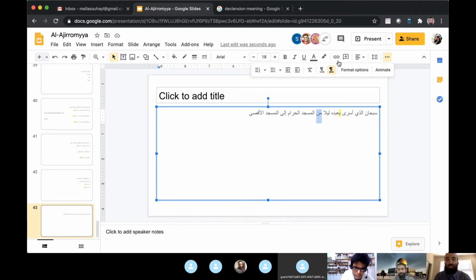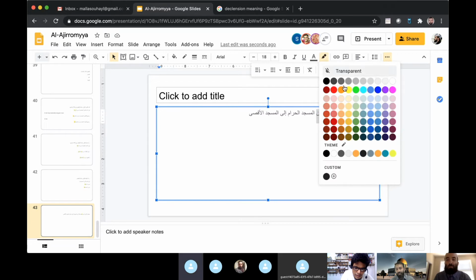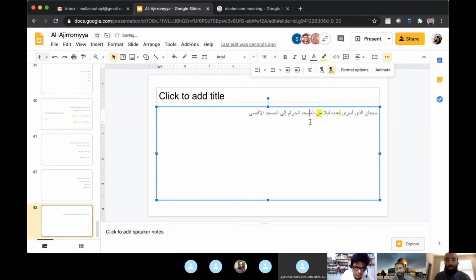Who remembers what min is? Sheikh, it's still the sign of khafad. Yes. What is masjid? We were just talking about masjid right now. Singular noun. So what diacritical mark should I give it? What inflection does it take? Kasratin.